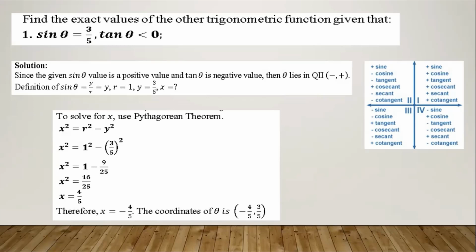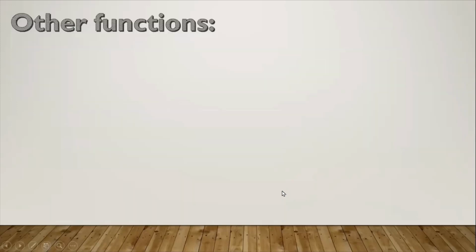The coordinates of theta are negative 4 over 5 and 3 over 5. If you are wondering, sir, how did you determine that the value of x is negative 4 over 5? Again, it's located in quadrant 2, and our cosine is negative. That's why it should be negative 4 over 5. That's for the value of x, right? Since sine is our y, then cosine will be the x, which is negative 4 over 5. And that's how we solve for the coordinates. Let's proceed in solving or finding the other functions.